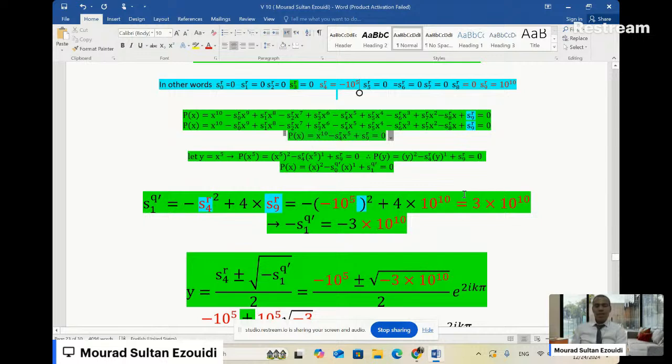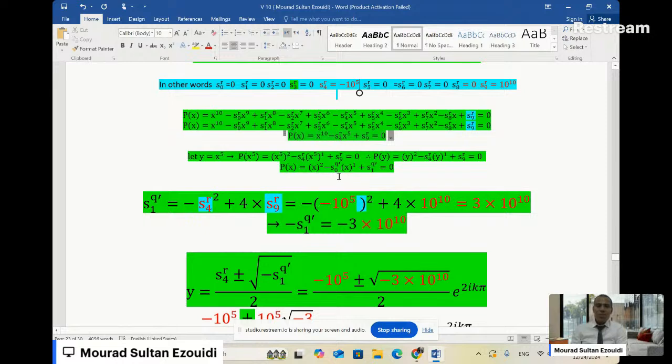Therefore, my kids, I will explain something to you here. You see, this is p of x equal x squared minus s0 for the q dash times x plus s1 for the q. You see, s0 is 0. Therefore, as x squared equal minus s1 for the q dash. That's why here I should write minus s1 for the q dash. Meaning this one, minus s1 for the q dash is equal to, let's say, s4 for the r squared plus 4 times s9 for the r. That comes from this.